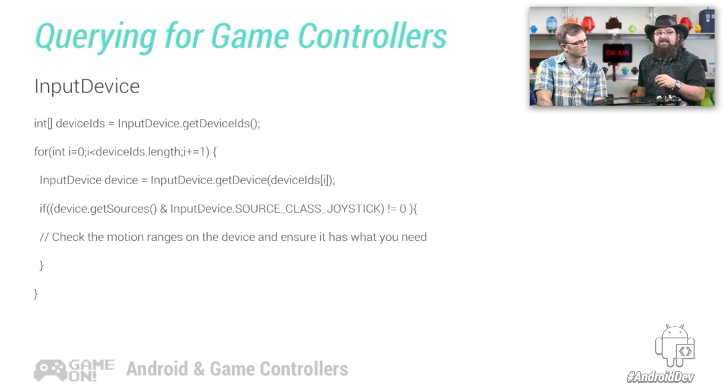Get sources returns an integer value, which is actually a set of bitmask mapped values that create a large integer. You will logically AND those with an input device source class joystick. Effectively what you're doing there is you're filtering out all the other bits, and you're just looking at the one that's going to tell you, hey, this is a joystick device, or it's not. And if that returns non-zero, then it is a joystick device.